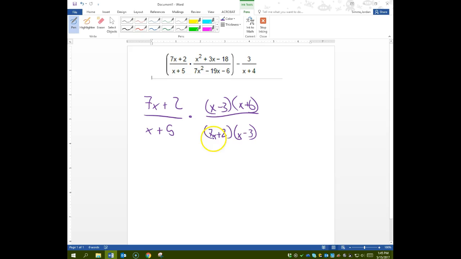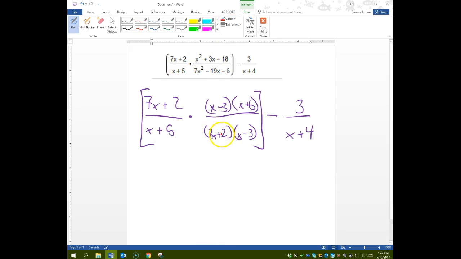Because if I FOIL that out just quickly, that's going to be 7x squared. That's going to give me minus 21 plus 2 gives me minus 19. So that's good. Now over here I have 3 over x plus 4. But we have to do this part first, right, as indicated by the brackets. So everything's factored completely. Awesome.